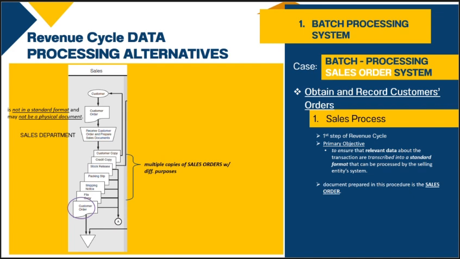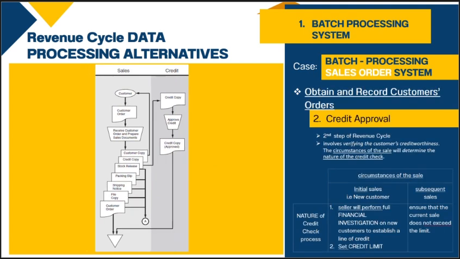Although organizing alphabetically by customer name is not an efficient primary key for accessing data, this approach is still used because customers do not always know their account numbers and may not have copies of their invoices handy. So in situations like this, the customer file enables the clerk to find the sales order and respond to the customer's question even if the customer doesn't know or does not have their account numbers. And now for the second step of obtaining and recording customers' orders, the credit approval.